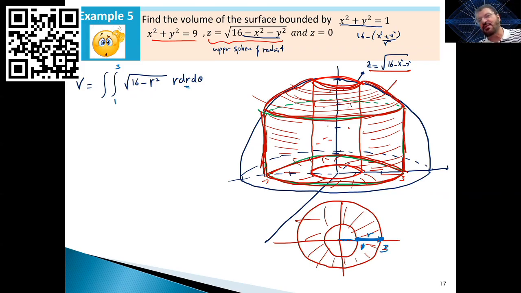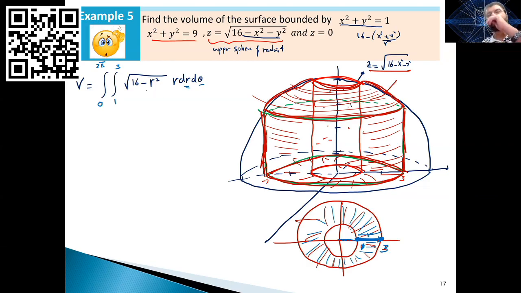Now what's going to happen for this ray? It's going to keep on moving to cover the whole thing. How much do we rotate? You can tell this is a full rotation. So theta is from 0 to 2 pi. That's it, guys. This is how you do it.